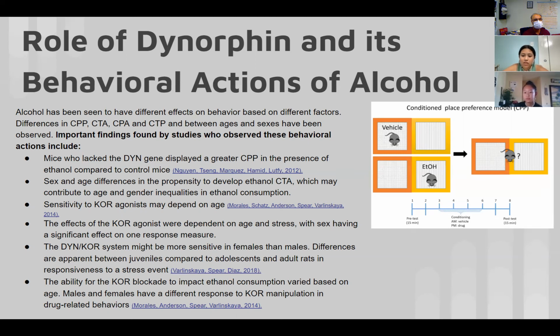Males and females have a different response to KOR manipulation and drug-related behaviors. Adult males have a significant control over ethanol intake because they are extremely sensitive to the aversive properties of KOR when the DYN-KOR system is activated by ethanol. Adolescents not being affected by the antagonism of the KOR system as adults may again be due to the DYN-KOR system playing less of a role in ethanol intake regulation during adolescence due to a decreased sensitivity to the KOR system.